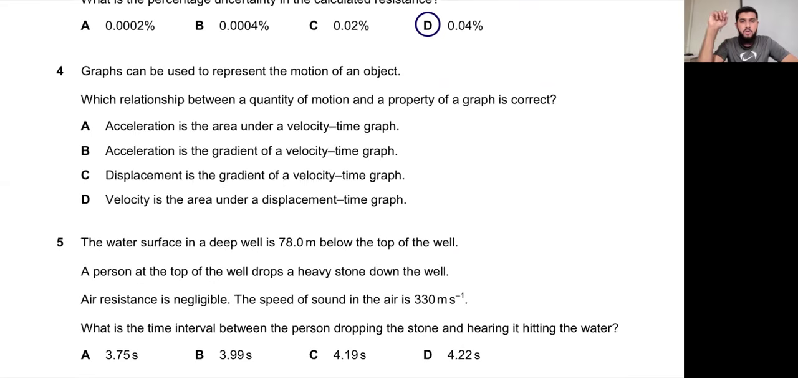Graphs can be used to represent the motion of an object. Which relationship between a quantity of motion and a property of the graph is correct? Acceleration is area under a velocity time graph. No, that is displacement. Acceleration is the gradient of a velocity time graph. That is absolutely right. Displacement is the gradient of a velocity time graph. No, displacement is the area under the velocity time graph. Velocity is area under a displacement time graph. No, velocity is the gradient of a displacement time graph.